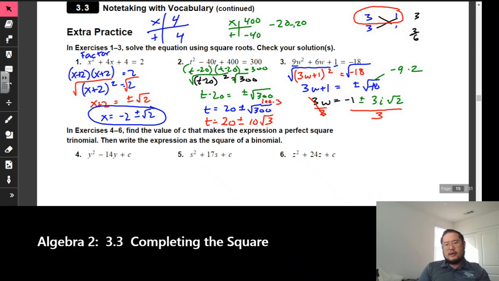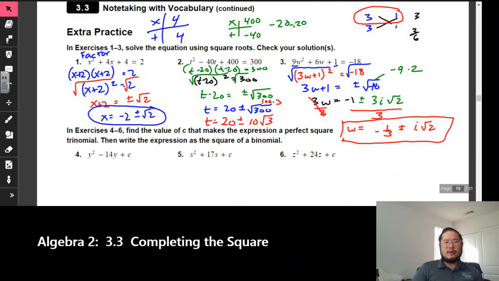All right, and here you go. If you can simplify this further, you probably should. We can simplify this a little bit more. Remember, when we're dividing, we have to divide everything by 3. So negative 1 divided by 3 is negative 1/3. I've got plus or minus 3i divided by 3. Well, the 3's cancel out, and I'm left with i rad 2. And there's your answer. We have solved for w.